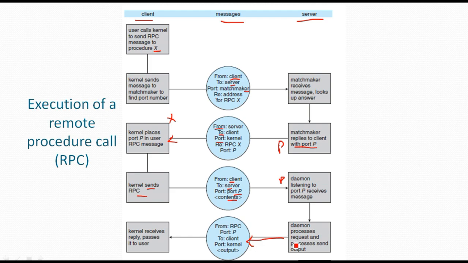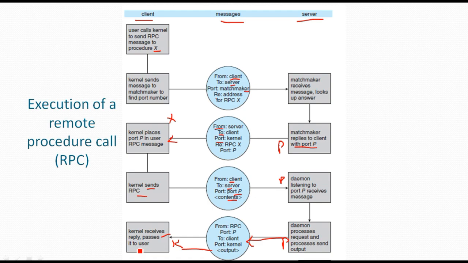So who is sending it? It is from the RPC, from RPC to port P. To whom? To the client. It is sending from port number P to the client, and the client's port is the kernel port. What it is sending is the output. Now the kernel receives the reply message and passes it to the user.